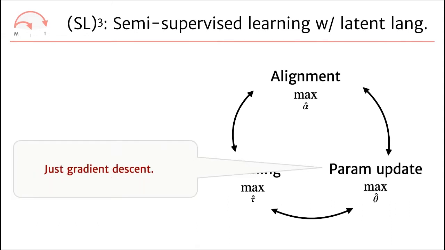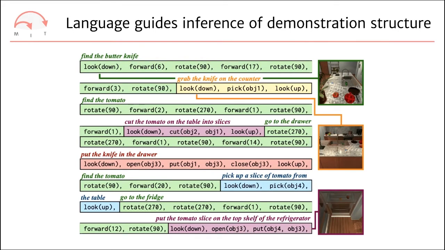Okay, and then the parameter update phase is just going to be stochastic gradient descent. We fixed everything else. This looks like supervised learning. Nothing interesting to say here. Okay, so how well is this procedure going to work?